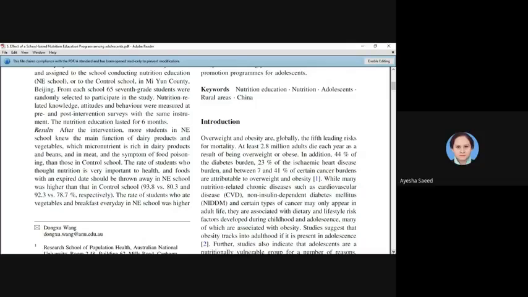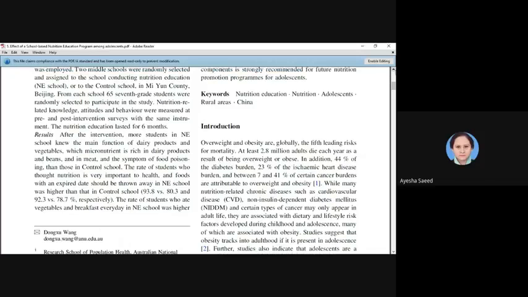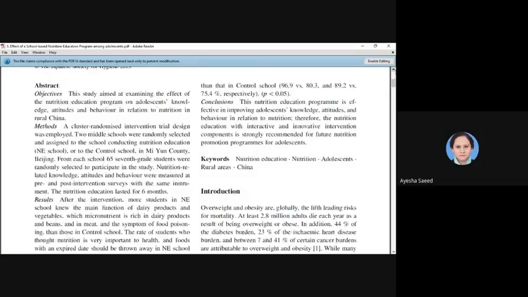The rate of students who ate vegetables and breakfast every day in the nutrition education school were higher than in the control group. This nutrition education program is effective in improving adolescents' knowledge, attitudes, and behavior in relation to nutrition. Therefore, nutrition education with interactive and innovative intervention components is strongly recommended for future nutrition programs for adolescents. So now, afterwards, we're going to look at the details, what interactive programs they did to improve the nutrition knowledge of the students.